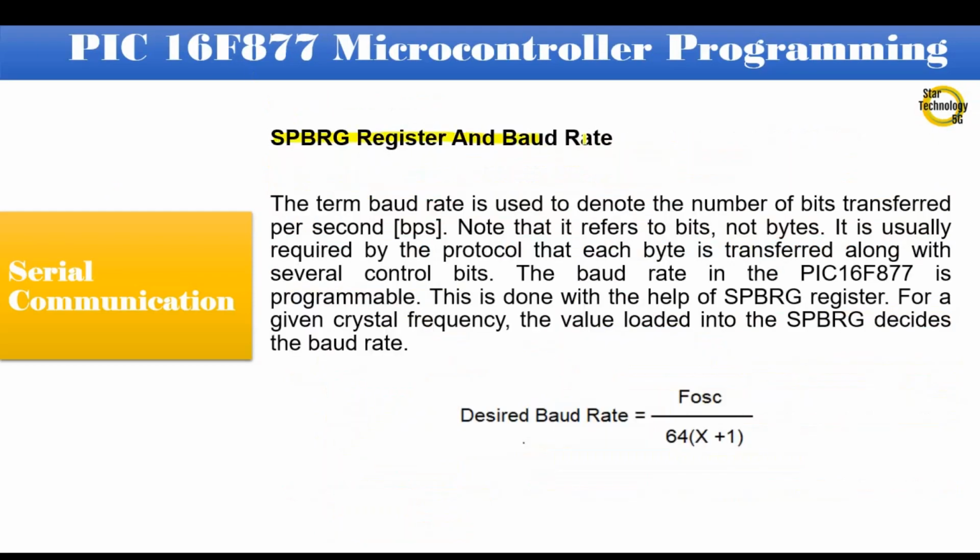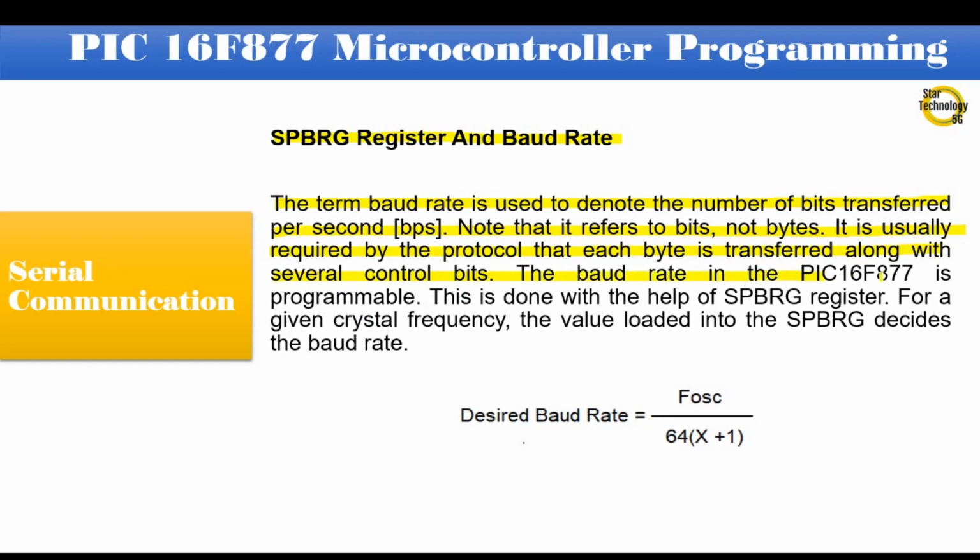SPBRG register and baud rate. The term baud rate is used to denote the number of bits transferred per second, BPS. Note that it refers to bits, not bytes. It is usually required by the protocol that each byte is transferred along with several control bits.